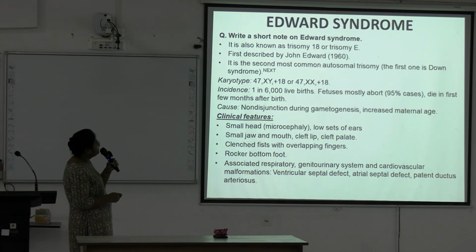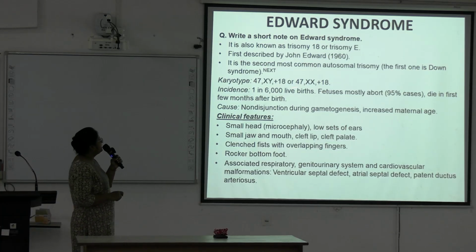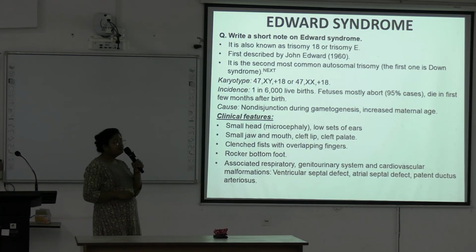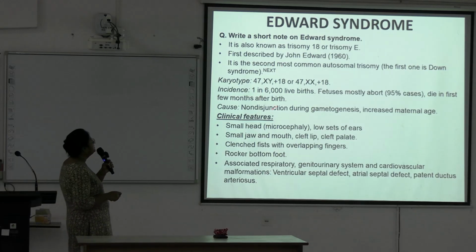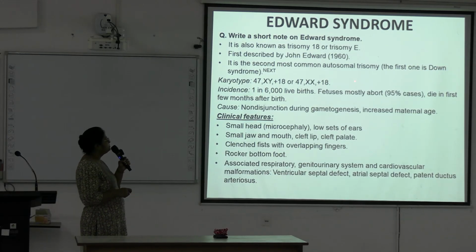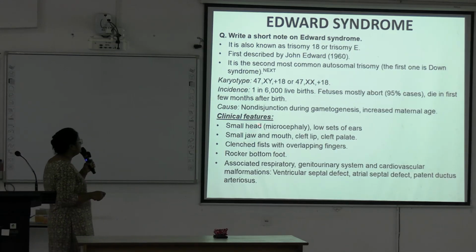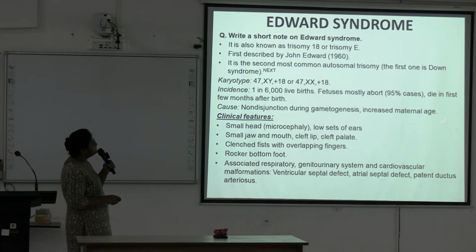It was first described by John Edward in 1960. It is the second most common autosomal trisomy, and the first one is Down syndrome. The karyotype is 47XY plus 18 in male and 47XX plus 18 in female. Incidence is 1 in 6,000 live births. Fetuses mostly abort in 95% of cases and die in the first few months after birth. The causes are non-disjunction during gametogenesis and increased maternal age.